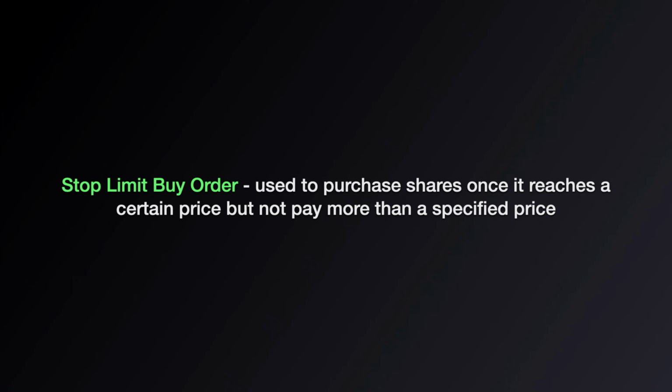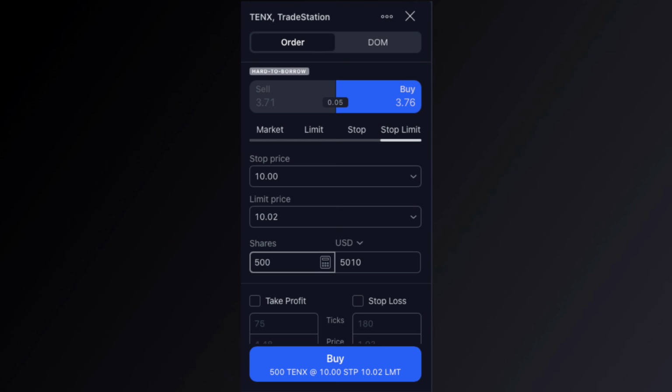So to have more control over where you get filled at, you can use a stop limit buy order, which is used to purchase shares once it reaches a certain price, but not pay more than a specified price. So this is where you would choose stop limit, enter the price you want the buy order to trigger inside the stop price box, which is $10 from the example. Then inside the limit price box, you would enter the maximum price you want to get filled at. For example, it could be $10, $10.01, or $10.02. Then once you enter the number of shares you want, you would click the buy button.